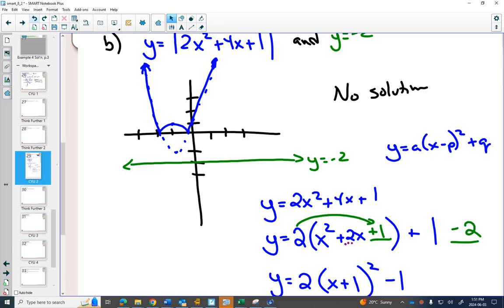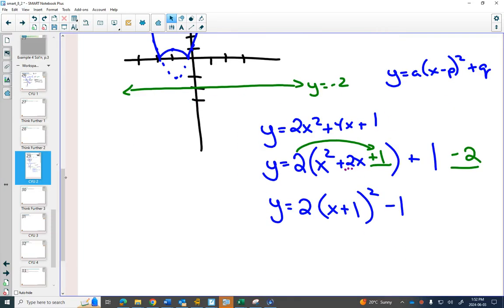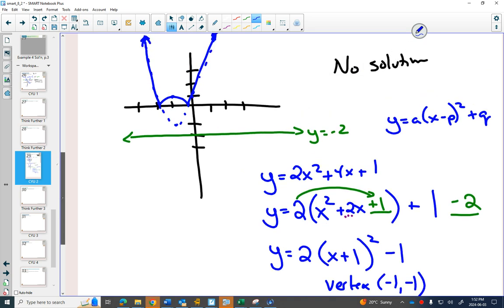Can you tell me why the 1 was positive in the absolute value sign? For the vertex? Yeah. Remember, your vertex is always the opposite sign of this one. So like this one, the vertex will be negative 1, negative 1. And then the absolute value, oh yeah, change the y value up.